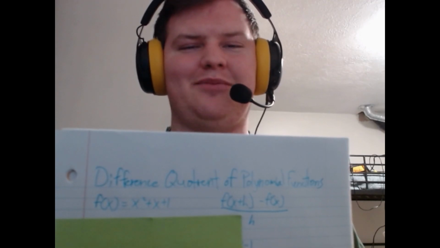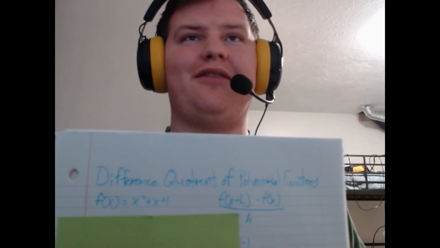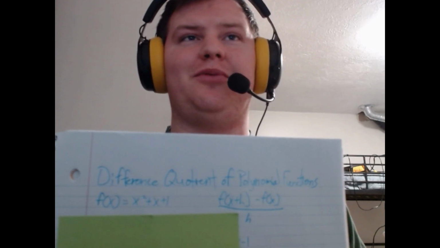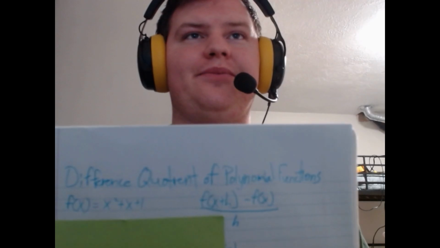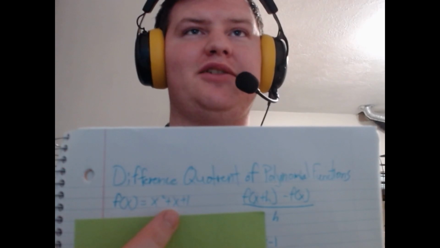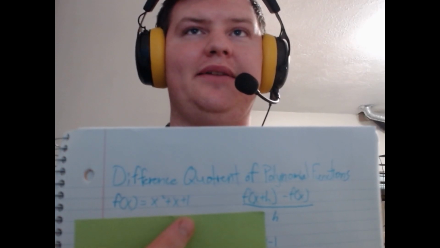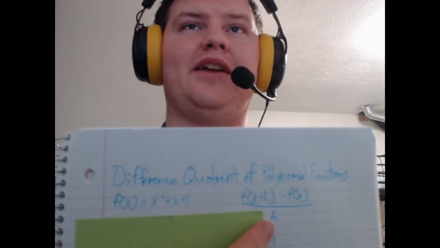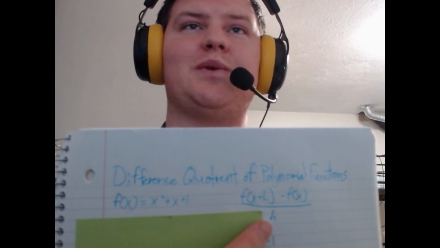All right, today in Hamlet, we're going to be going over how to find the difference quotient of polynomial functions. So right here we have a basic polynomial, x squared plus x plus 1. And then this right here is the function to find the difference quotient.